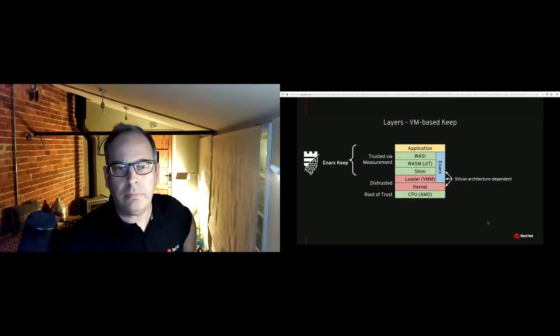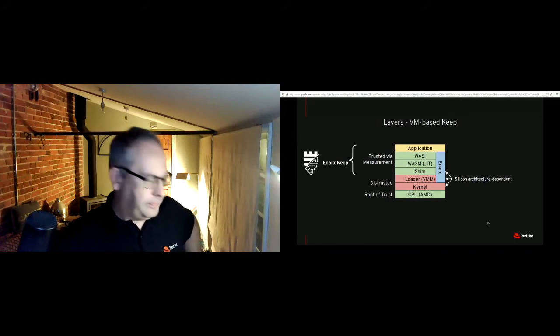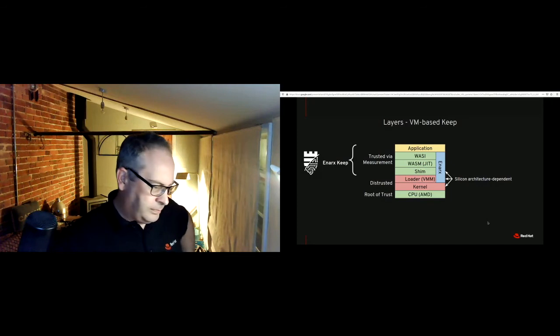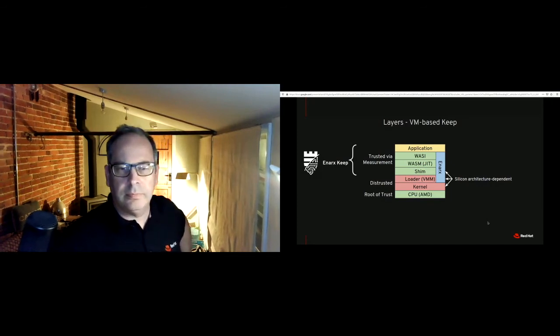So here's the key version. This is the same exact thing on an AMD CPU. You notice that things are slightly different, but all the layers are the same. And once we get up into that WebAssembly and WASI layer, everything is the same from that point on.